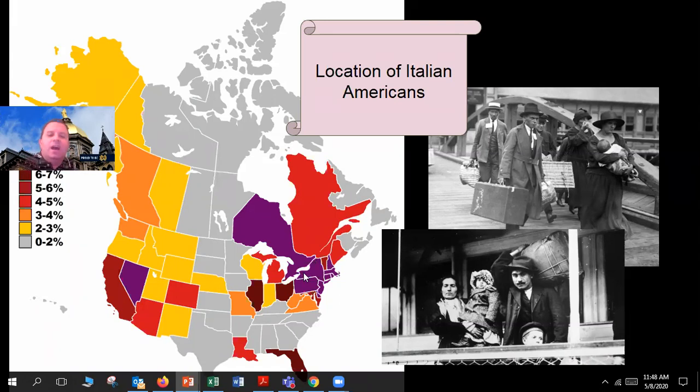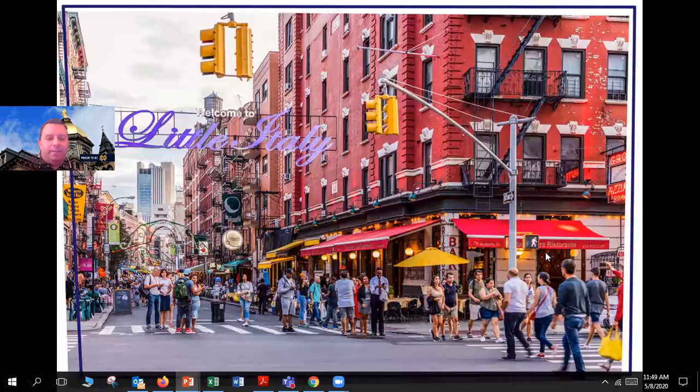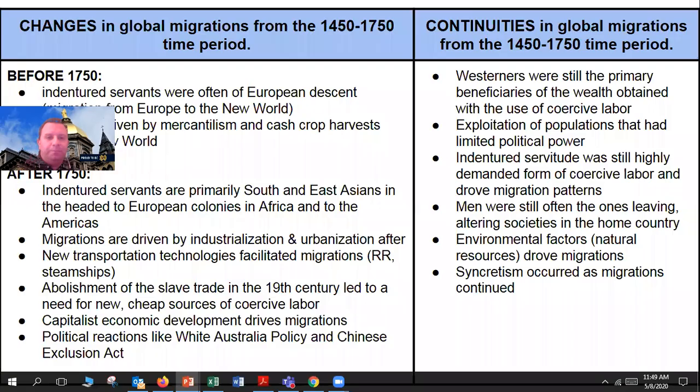Okay, notice that the East Coast, the mid-Atlantic, is where many of these groups, both Irish and Italian, end up settling. Okay, and New York City still has a very large and very thriving Italian-American community. It's called Little Italy. If you're ever looking for good food, this is the place to go. Okay, 100% in terms of the food.